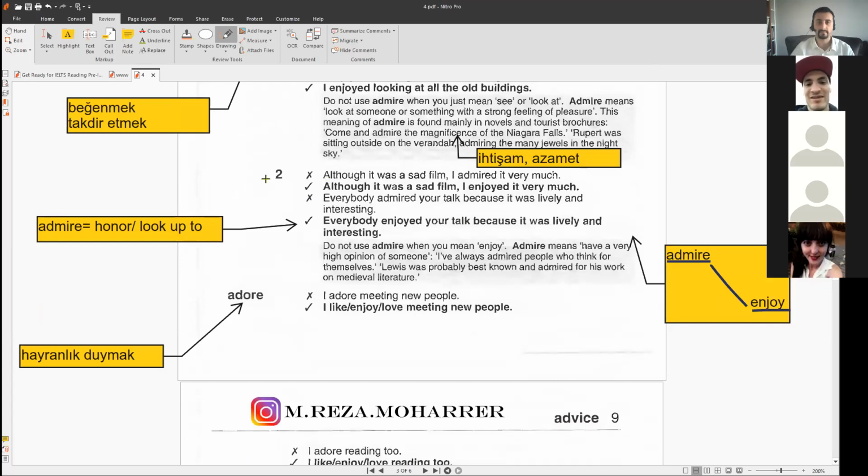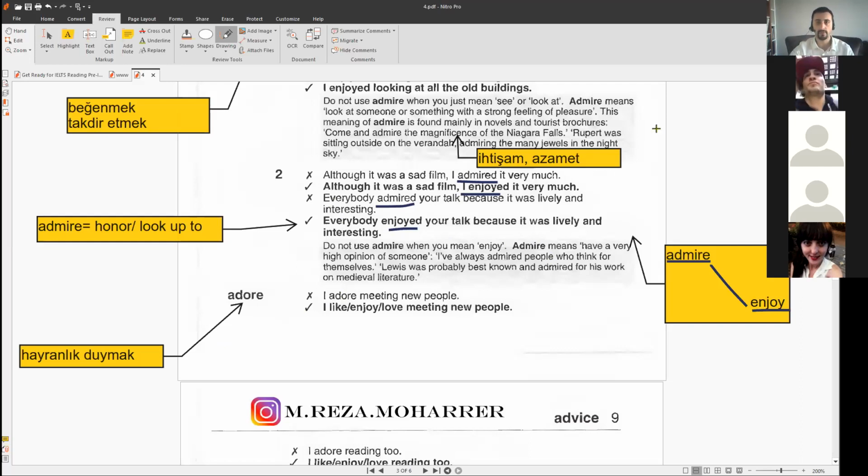Although it was a sad film, I admired it very much. Although it was a sad film, I enjoyed it very much. So why is admired not okay here? Let's read another example. Everybody admired your talk because it was lively and interesting. Everybody enjoyed your talk because it was lively and interesting. Yeah, because it was lively, energetic, and interesting.